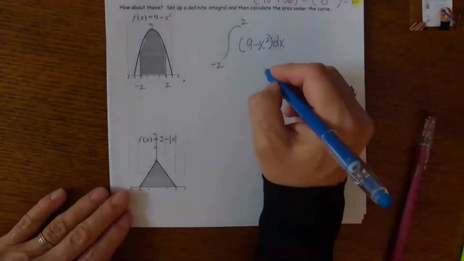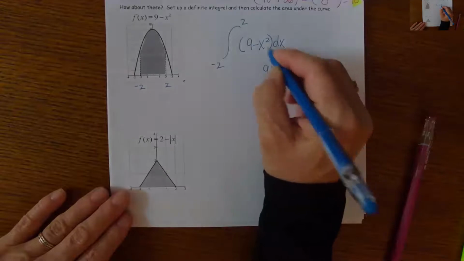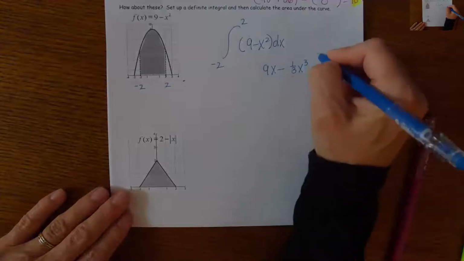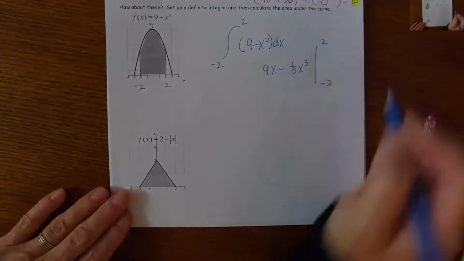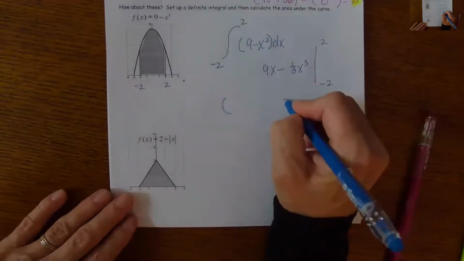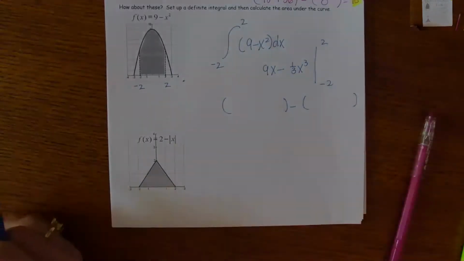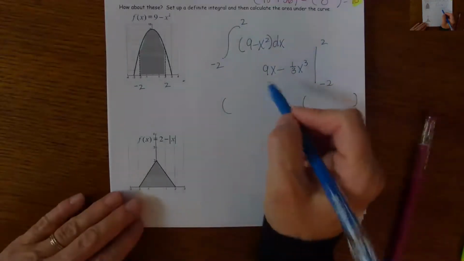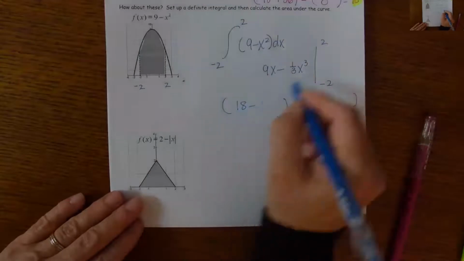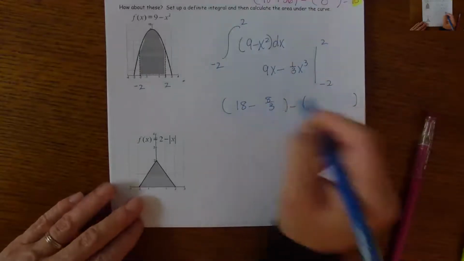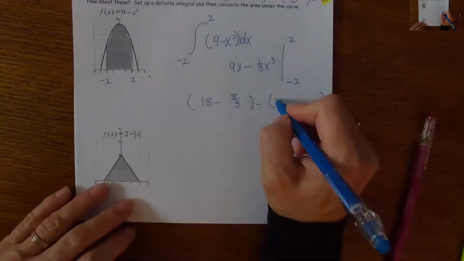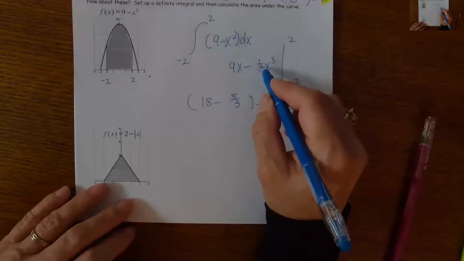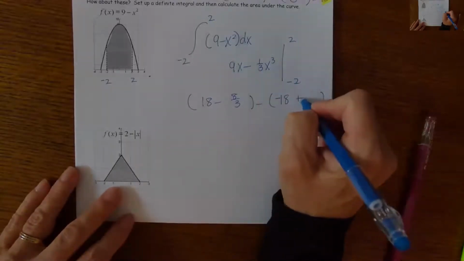So what do you get when you integrate 9? 9x. What do you get when you integrate x squared? 1/3 x cubed. Negative 2 to 2. Plug them in. Please use parentheses, or you will probably at some point forget to distribute that minus sign. So I'm just going to plug it in so I can see it. That's 18 minus 2 cubed is 8, 8/3. Negative 2 times 9 is negative 18. Negative 2 cubed is negative 8/3. So that turns into plus 8/3.